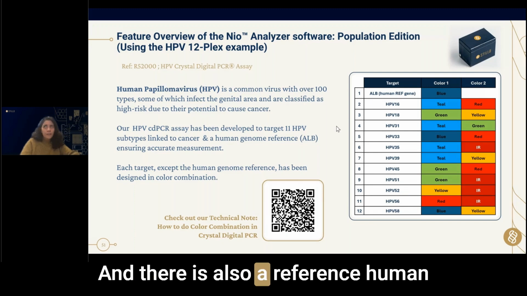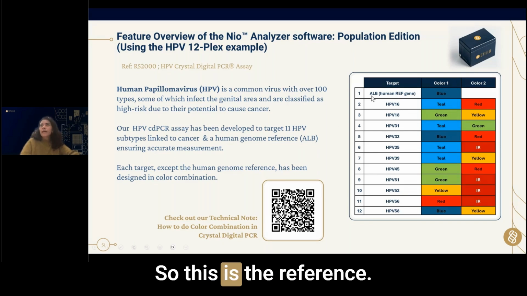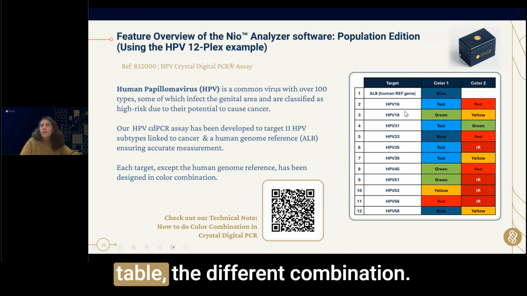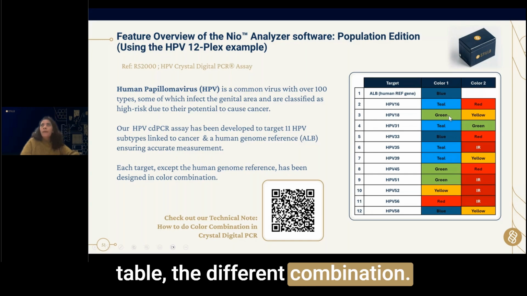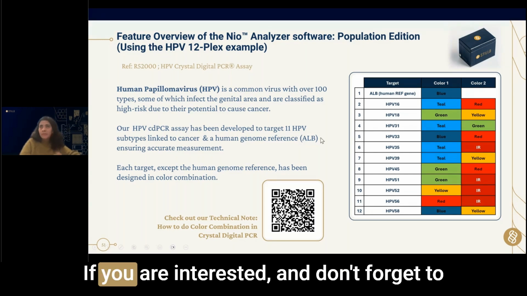And there is also a reference human gene for accurate measurements. So this is the reference. So here you can see in the table the different combination. This assay is already available on the website if you are interested.